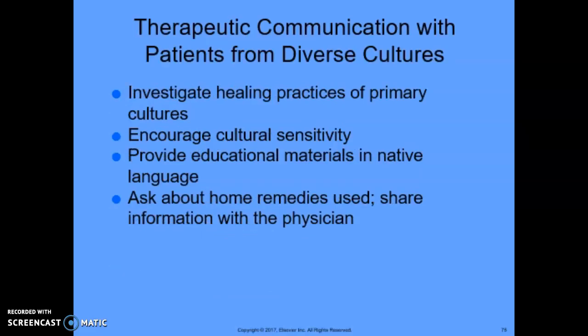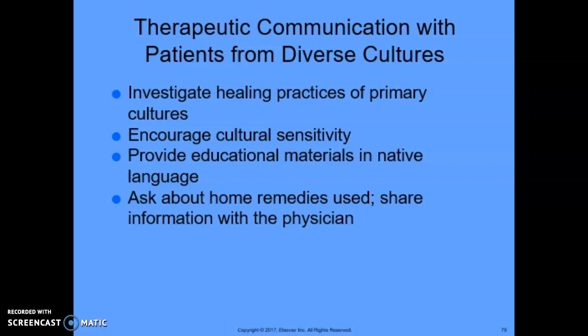Therapeutic communication with patients from diverse cultures. And again, we've gone over this and how to communicate, but it's so important that we keep working on this and practicing this. So investigate healing practices of primary culture so that you know what is typical for your patient. Encourage cultural sensitivity. Provide educational materials in native language. Ask about home remedies used and share information that you get on this with your physician to try to work together. Health beliefs can affect compliance with medication therapy, and health beliefs are really important. What they believe in their culture is what their whole being is. So we need to understand those and work within those and work together.